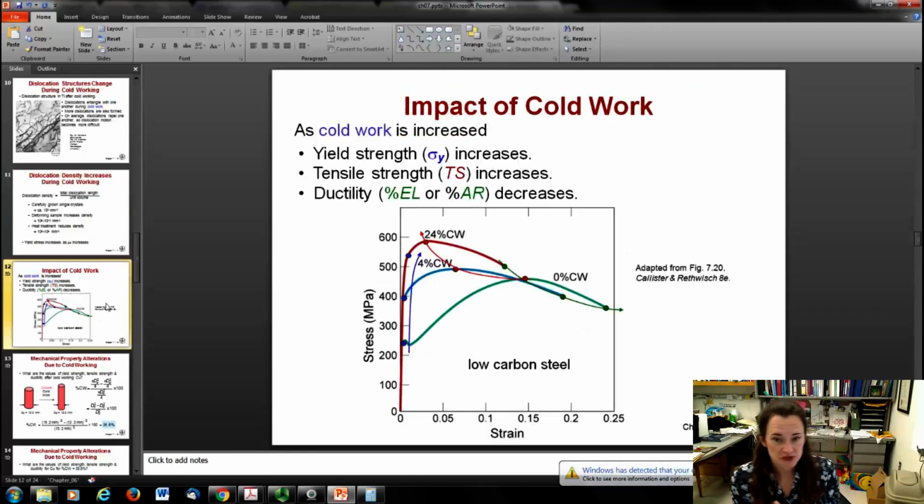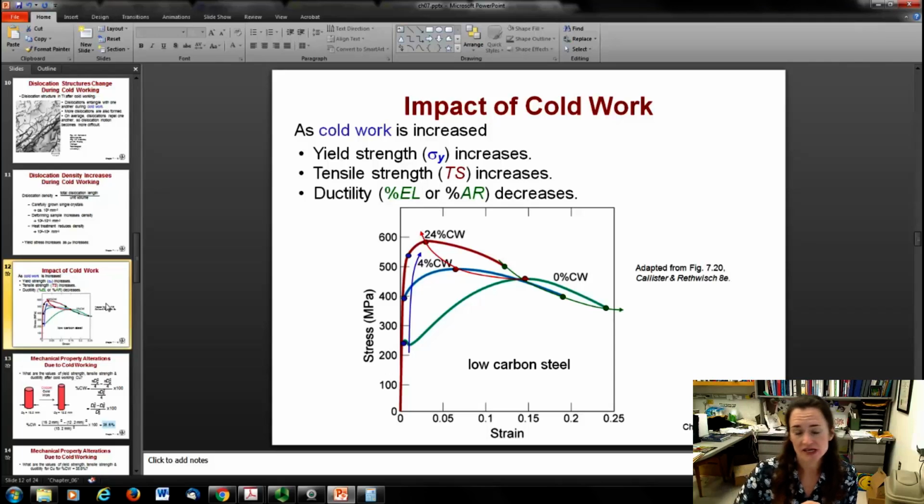So that shows up here in this material. It shows the impact of cold work. As the cold work is increased, so this is the percent cold work indicated here by the different colors of the line, you have 0% cold work for this low carbon steel in the green, 4% in the blue, and 24% here in the red. And you can see that the stress that it can withstand has gone way up as you increase the cold work.